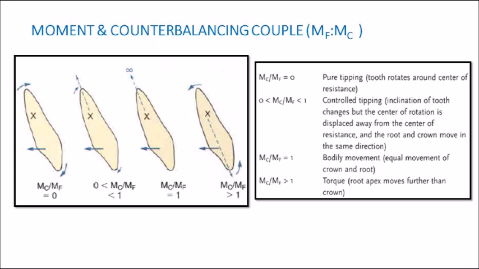Now the third scenario is when both the force applied and the counterbalancing force we are giving are equal in magnitude. In such cases the ratio between MC and MF becomes 1, and there you will get your bodily movement. And in the fourth scenario we are giving a counterbalancing couple which is much more in magnitude than the force being given. So the ratio becomes more than 1, and in such cases you will get torquing or root movement.